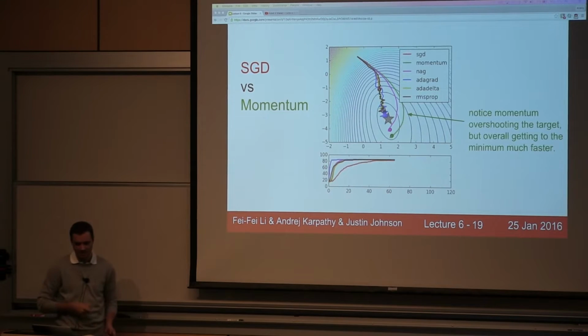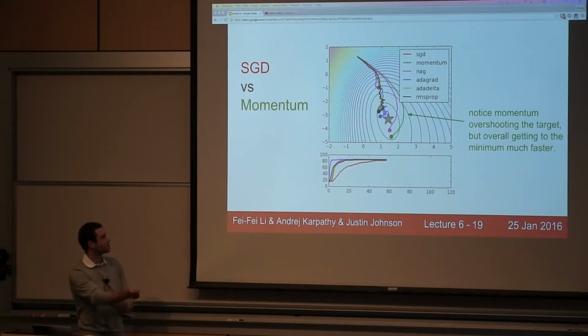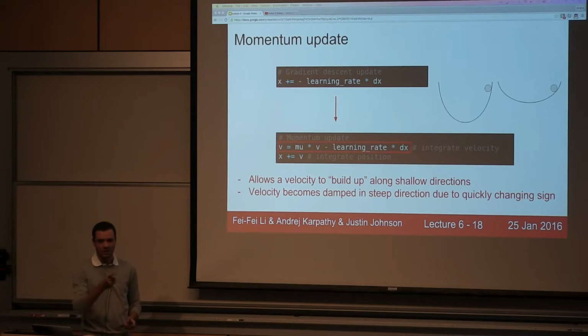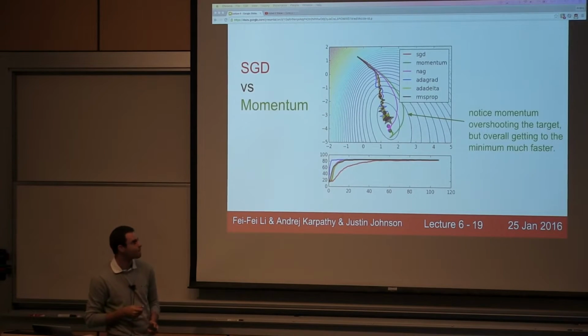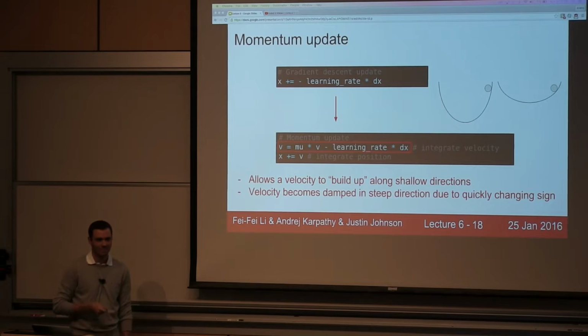So that's the momentum update. I'll go into a particular variation of the momentum update in a bit. I just wanted to ask, are there any questions about the momentum update at this point? Go ahead. Do you typically use one mu for everything, or do you have a different mu for each layer? Or how does that differ?